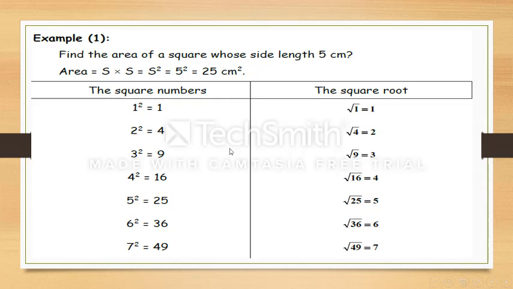And here we want to know the set of square numbers, like 1 squared equals 1, and 2 squared equals 4, and 3 squared equals 9. And in the opposite way, the square root of 1 equals 1, and the square root of 4 equals 2, and the square root of 9 equals 3, and so on.